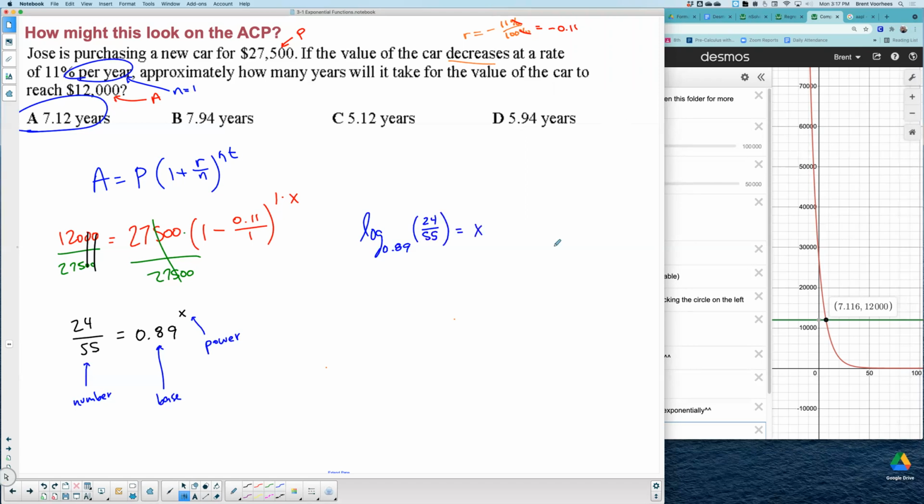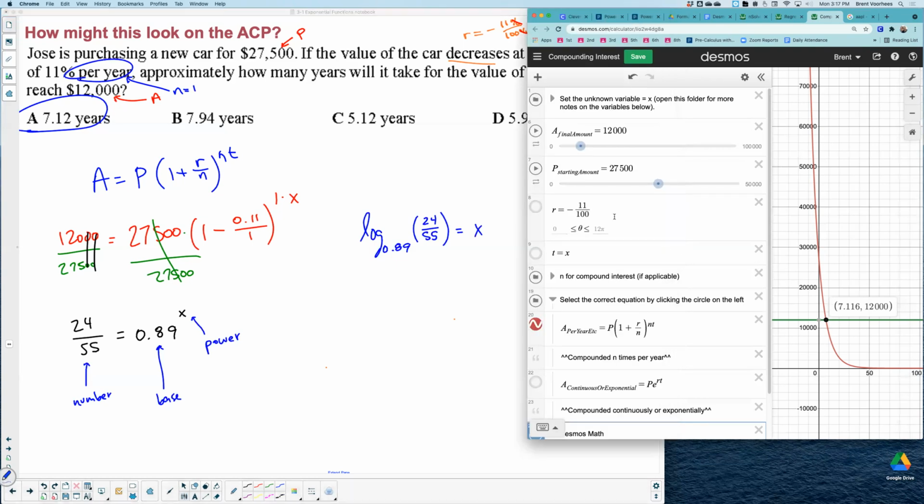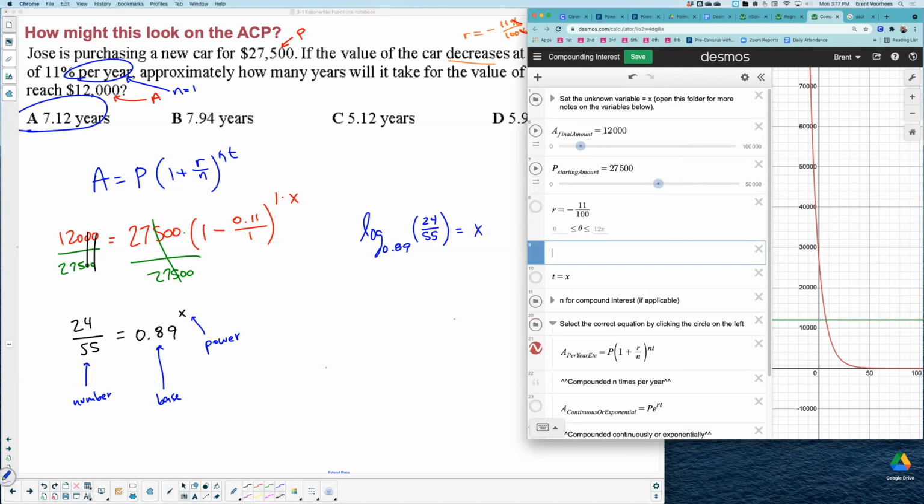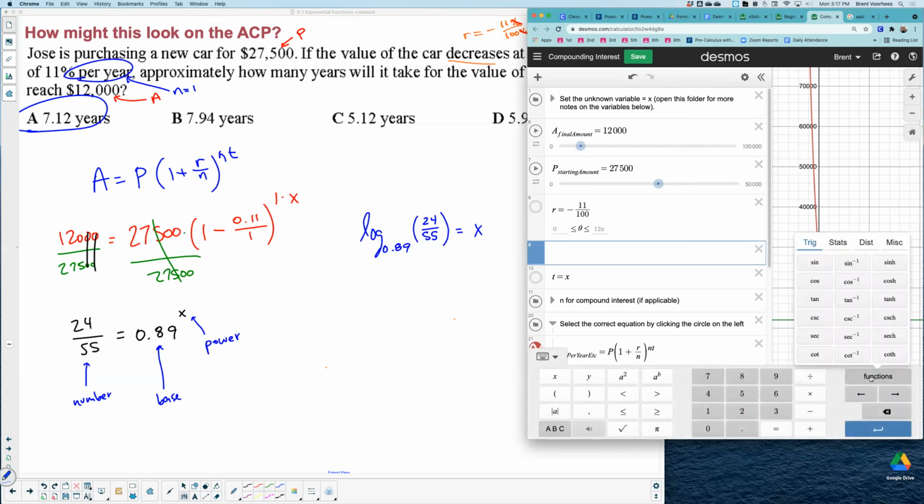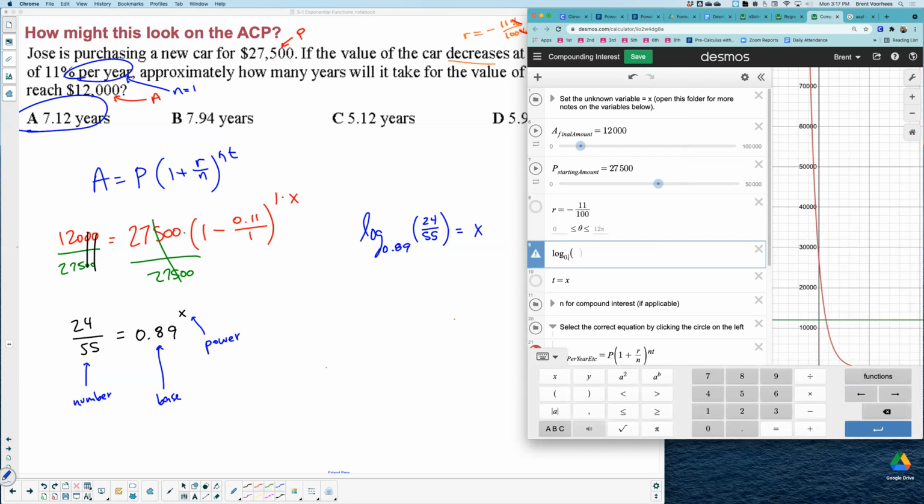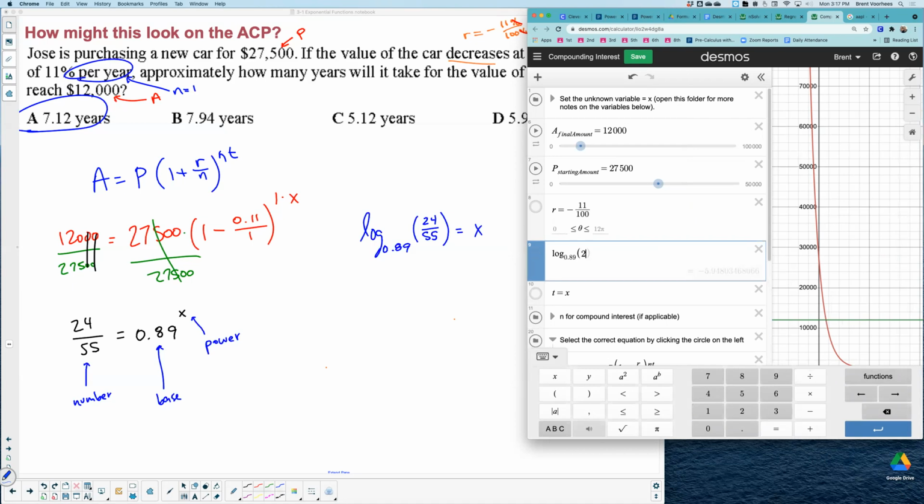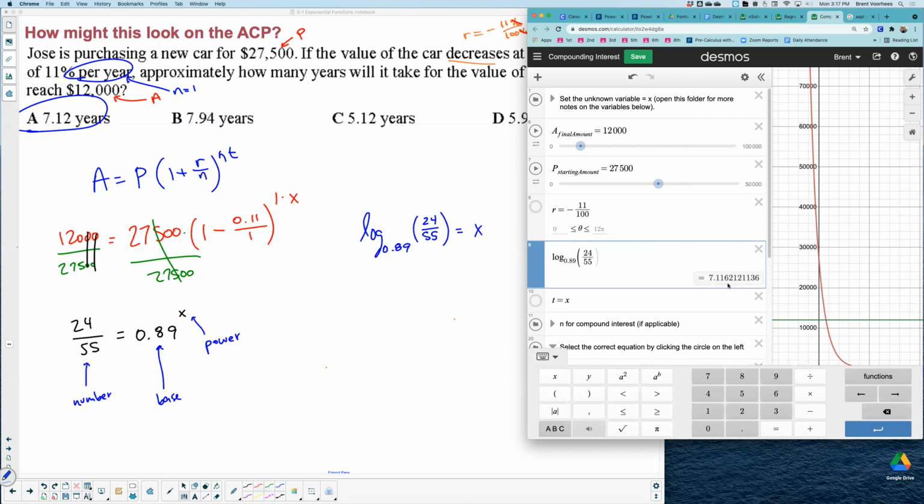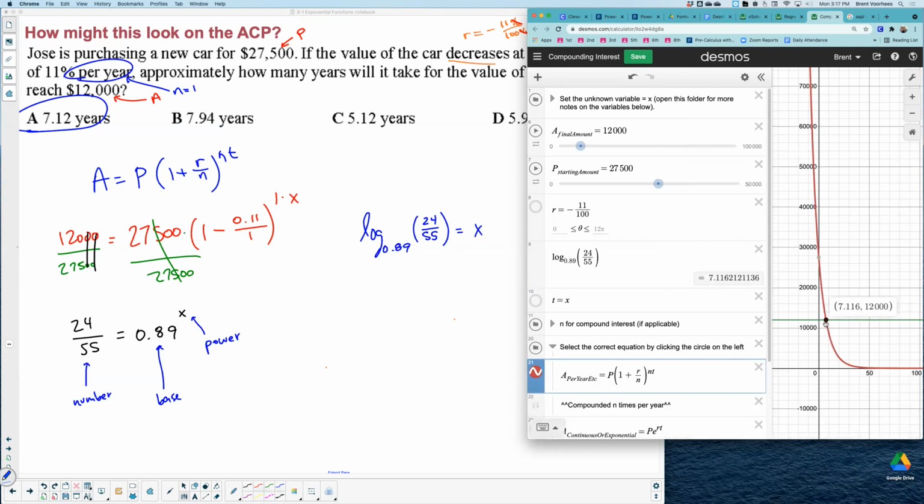equals x. If I type that in, I should get 7.116. I got to go over here, log with a base. So go to functions, miscellaneous, log with the little base there of a. Now you can type in 0.89 is my base, 24 divided by 55, 7.116, just like the calculator said the answer was supposed to be. So you can see that that would be the correct answer there.